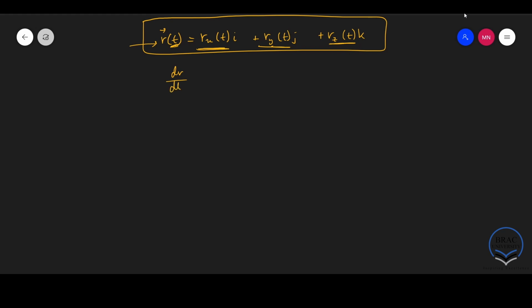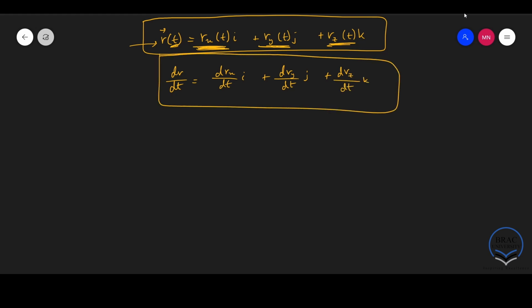all that I would have to do is find the derivatives of each of these individual components with respect to that variable t. So I would have d rx by dt i, d ry by dt j plus d rz by dt k. This will be the derivative of my vector function, right?